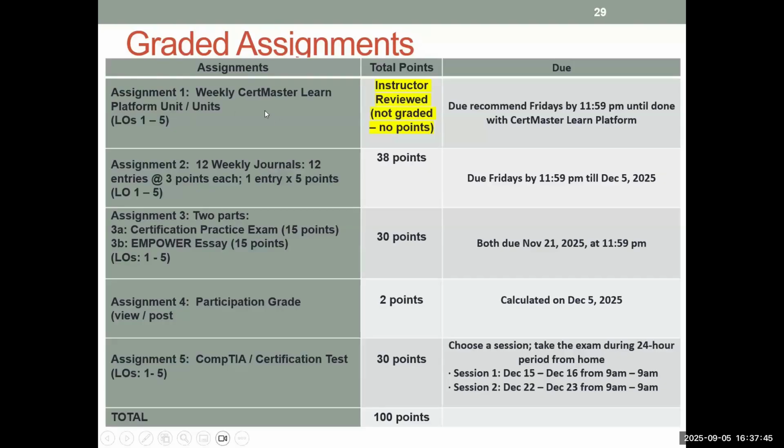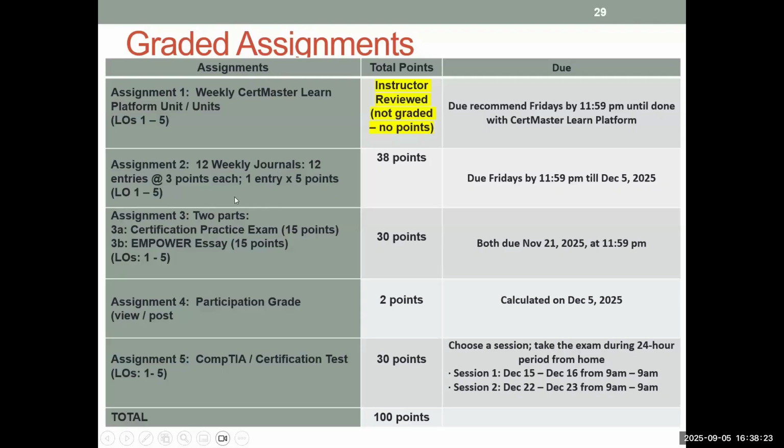So your first assignment is the weekly Cert Master Learn platform units. Again, I review this stuff. I do not grade it. Now, of course, the platform gives you grades. But none of those grades, none of those points actually come into this class or your actual grade for this class. But it is how I'm able to see, are you spending time in there? How are you doing? What parts of the course are you looking at, the labs? Are you doing the activities? So I can kind of judge how you're using the coursework as well.